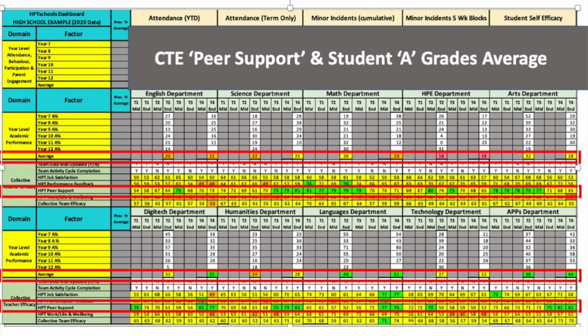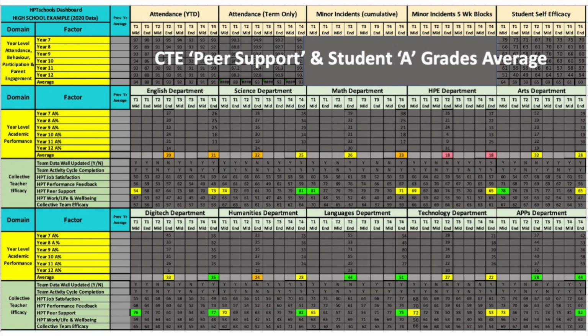Moving through this then, we've now highlighted where the interesting bits are. Within collective efficacy, this peer support, and of course the term 1 to term 2 overall A grade achievement. Drilling even further now, here it gets interesting. What you can see in this shot is the pre-post, the improvement or otherwise in peer support, and the increase or decrease in student A grades.